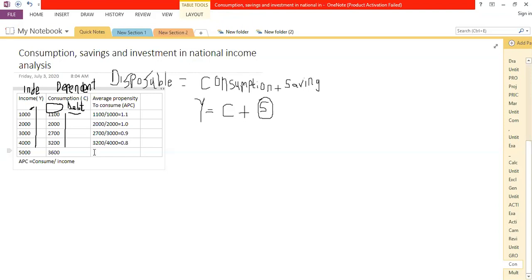And lastly, we have 3,600, which we are dividing by 5,000. That should give us, because of 35, we have 7, so balance 10, 2. We have 0.72. So let's look at the relationship now between the APC and the income level. You can see the drive to consume does decline with an increase in the level of the income. That the higher the income, the lower the propensity to consume.